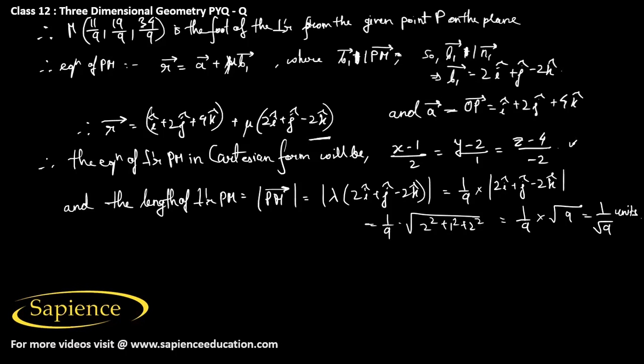So this is the equation of the perpendicular PM. This is the length of the perpendicular PM. And this is the foot of the perpendicular PM from the point P on the given plane. So these are the final answers. Thank you.